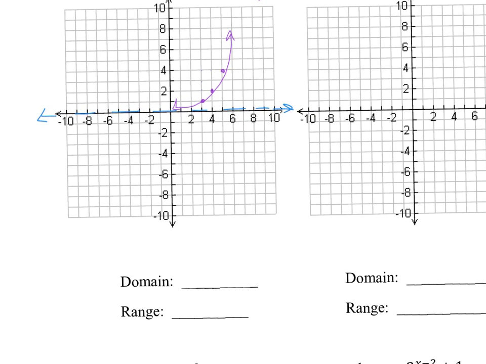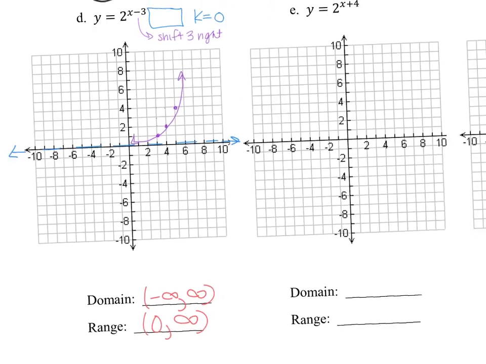But let's remind ourselves what domain is. Domain is the same, -infinity to infinity. You can almost copy and paste to all the domains. And again, your range, since it's growth, is going from your k value, which is 0, to infinity. That would be your domain and range.